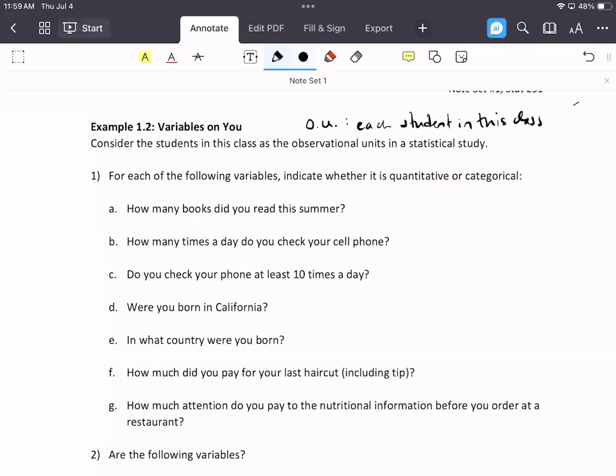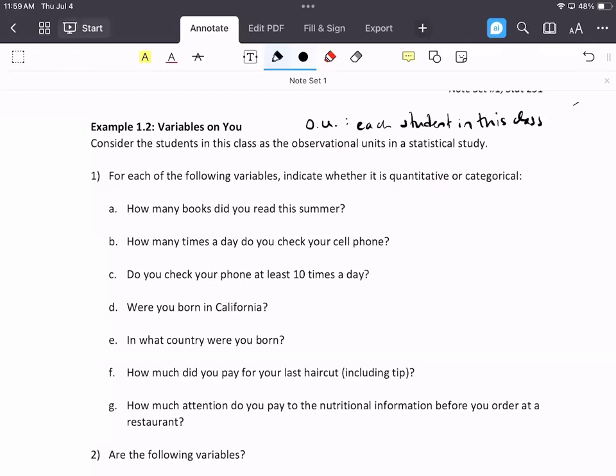And you may say, well, Sonia, couldn't I just say each student in Stat 251? Sure. But in this specific 251, let's say I was teaching it at 8:10 in the morning, each student in this 8:10 a.m. Stat 251 class, for instance. But obviously each student in this class would be totally fine. So we've got the observational unit. Remember, when we're looking at variables, it's a variable if it varies from observational unit to observational unit, so in this case, from student to student.